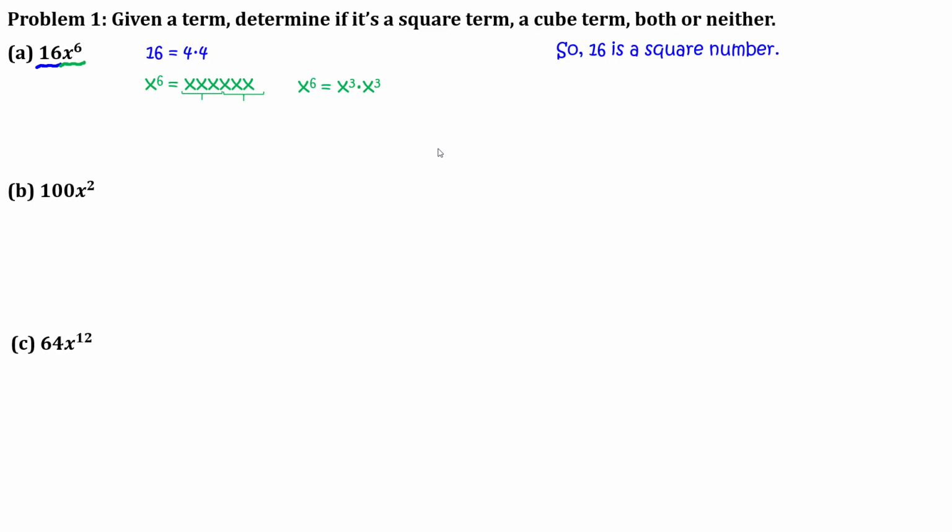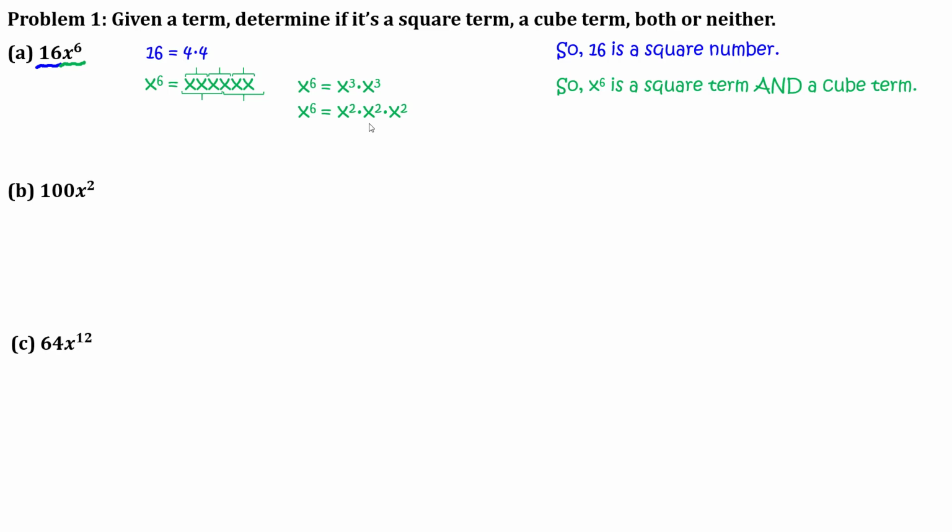But also notice that because there's 6 factors and 6 is both a multiple of 2 and 3, I can split this into 3 groups of identical products. So x times x is x squared, right? x squared times x squared times x squared. So x to the 6th is both a square term, because I can write it as a product of 2 identical variable parts, and it's a cube term because I can also write it as a product of 3 identical variable parts.